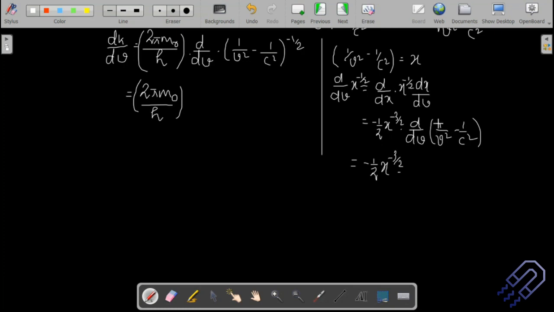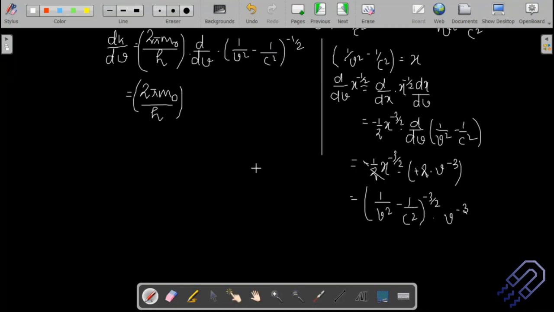Here also you can use the substitution method, 1 by v square, or even if you don't do it, it's fine, because 1 by c square is a constant, so d/dv of 1 by c square is 0. So I have to just do it for 1 by v square. V square means v to the power minus 2. So this will be minus 2 into v to the power minus 2 plus 1, minus 1, so minus 3. So that's it. Minus minus is gone, 2 is gone, and x we can replace. So x is 1 by v square minus 1 by c square to the power minus 3 by 2, into v to the power minus 3.